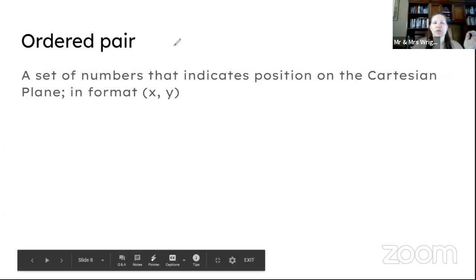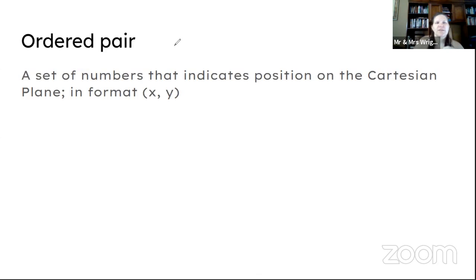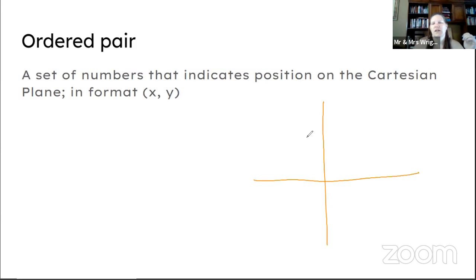All right, so an ordered pair. An ordered pair is a set of numbers that indicates the position on the Cartesian plane, where you graph things, is what you know it as, right? All of a sudden I can't remember the other name for it, but what a point is.